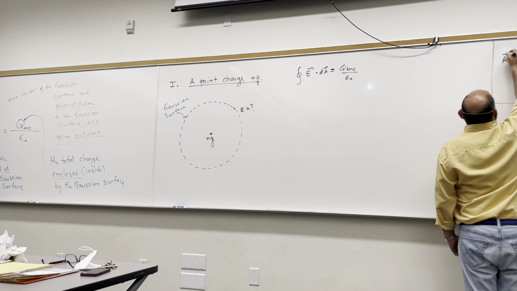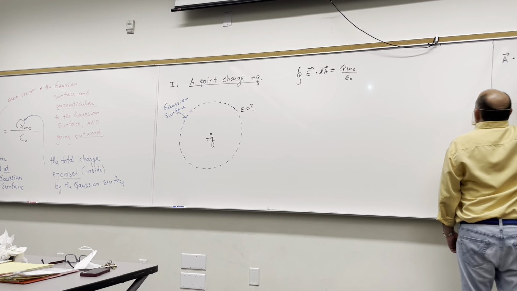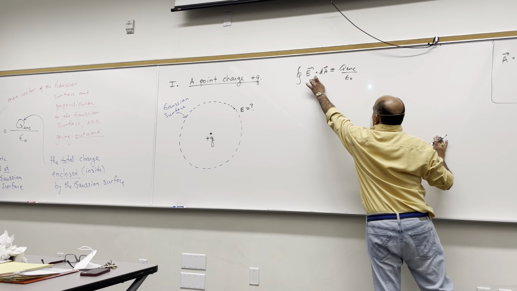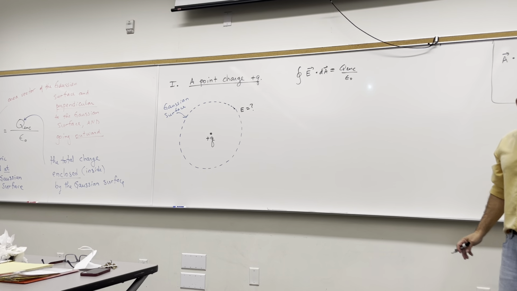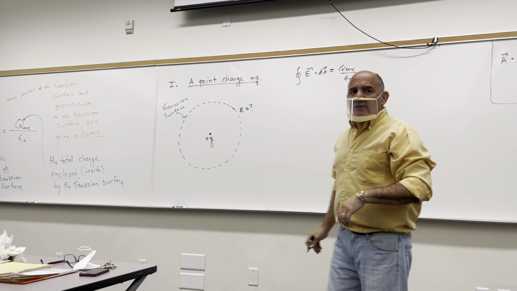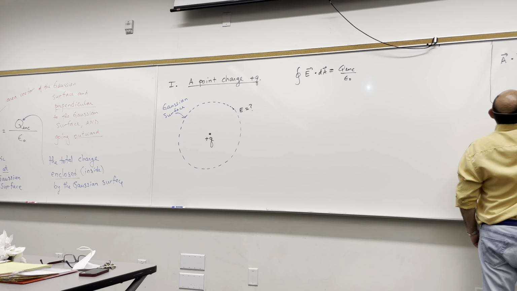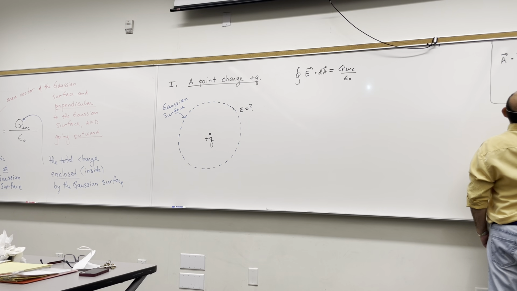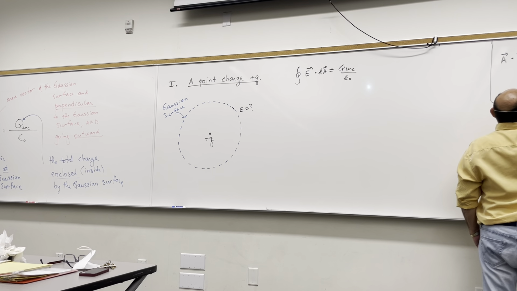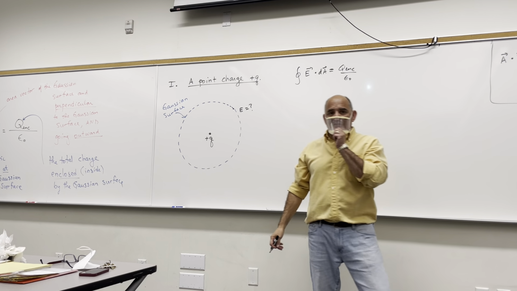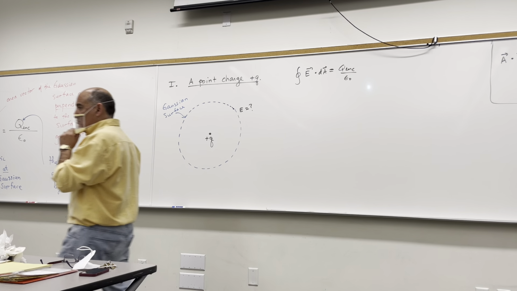If I want to know the dot product of 2 vectors, how do you calculate it? Do you remember? Isn't it AB cosine of theta? Exactly. It's the magnitude of A times the magnitude of B times the cosine of the smallest angle between the 2 vectors. That's how you calculate the dot product of 2 vectors.